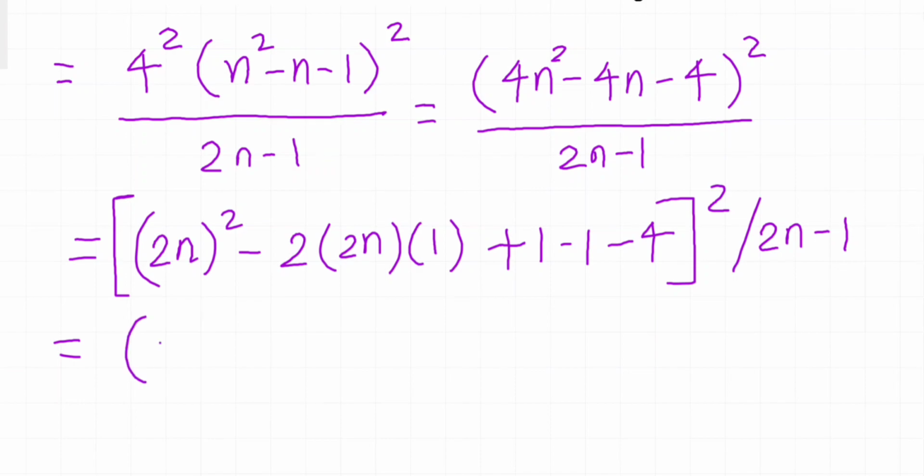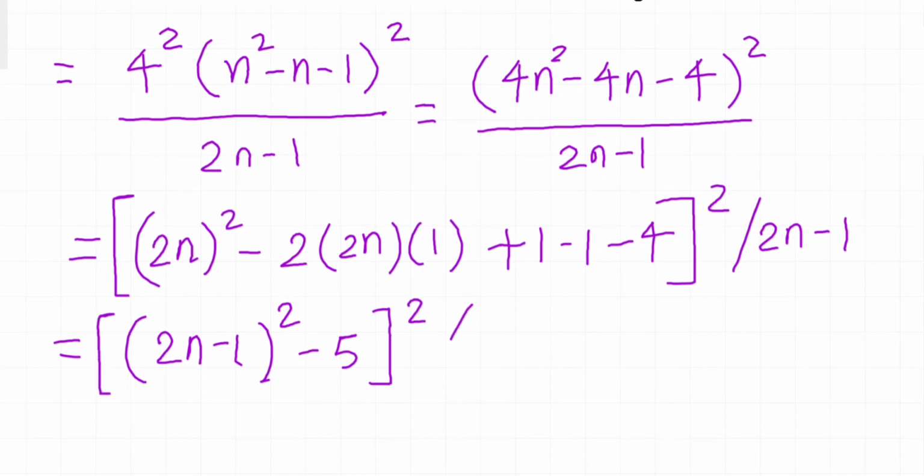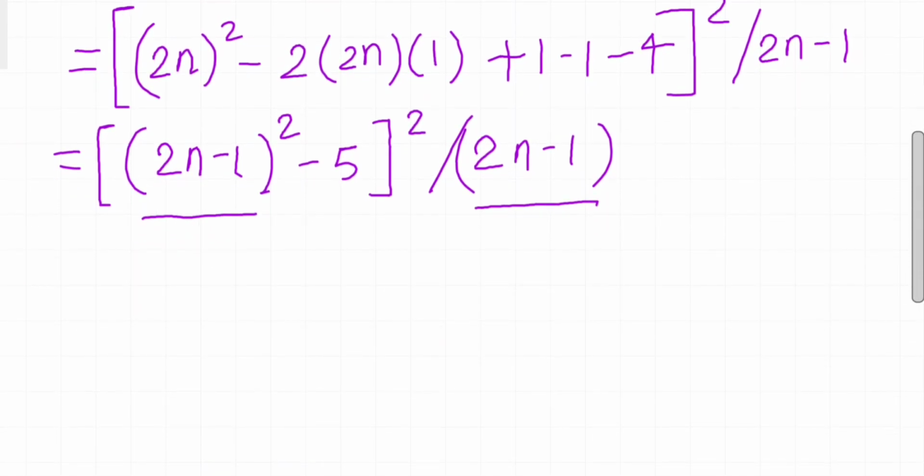Now this is nothing but 2n minus 1 whole square, and minus 1 minus 4 is minus 5. So this is whole square by 2n minus 1. So the best part is, you see here, both in numerator we have 2n minus 1 and in denominator 2n minus 1. So this is going to be very easy to simplify. Let's open the bracket and see what happens.